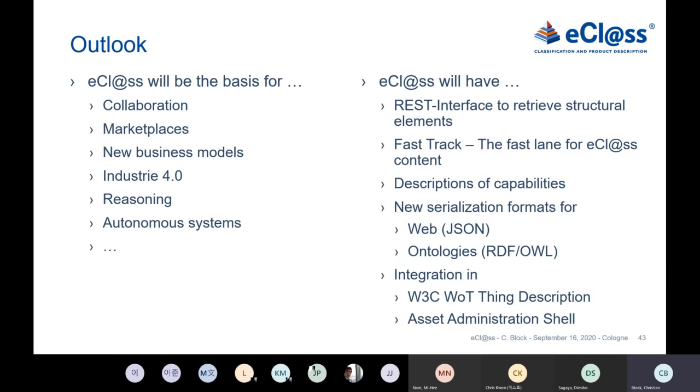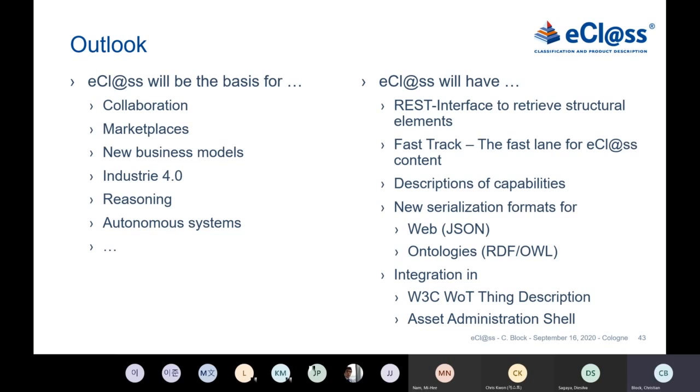We are working on such a marketplace with the Yoda Foundation, but this is too much for such a presentation today. It will be the basis for new business models, because business models become more and more digital, so we need data exchange. Yes, it is the basis for Industry 4.0. It will be the basis for machine reasoning, and then, of course, the basis for autonomous systems.